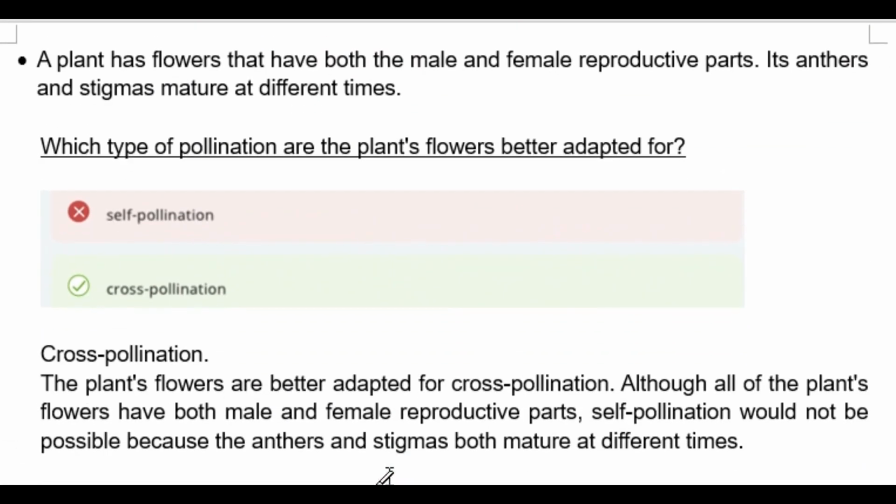A plant has flowers that have both the male and female reproductive parts. Its anthers and stigmas mature at different times. Which type of pollination are the plant's flowers better adapted for?